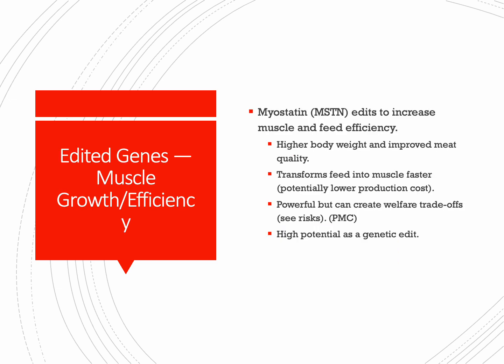The final case study I would like to talk about is more of a controversial, unethical question mark kind of situation. It involves the myostatin MSTN edit, which is used to increase muscle and feed efficiency. It gives the animal a higher body weight, which in turn improves the meat quality. It also transforms the feed into muscle faster, which would potentially lower production cost, and you would have to pay less for feed for the animals because it's building muscle faster.